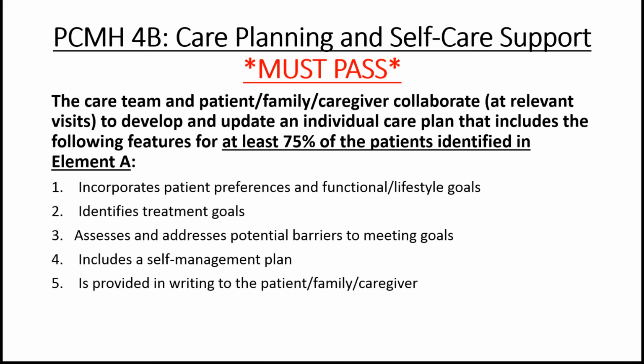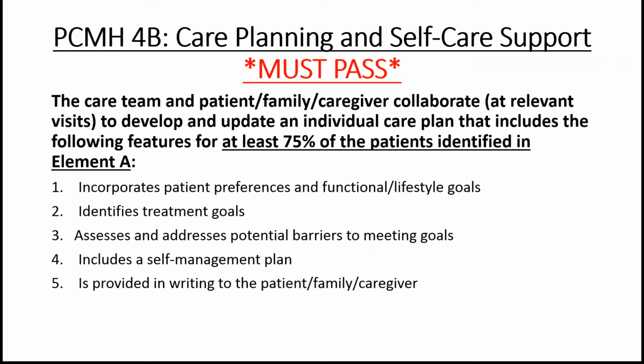Okay, moving on to element B, care planning and self-care support. So you can see that this is the must-pass element, and this is looking at the areas of intervention and where you're implementing the care for these patients that we identified. The care team and patient collaborate to develop and update an individual care plan that includes the following features. And as you can see there, for at least 75% of the patients identified in element A. So at least 75% of the patients identified in that last factor 6 from the previous element must meet these requirements in order to receive credit for each factor.